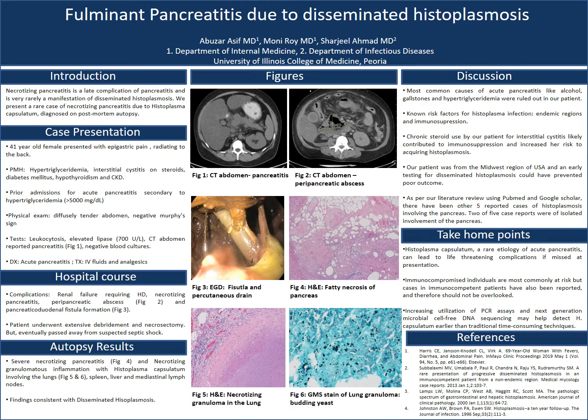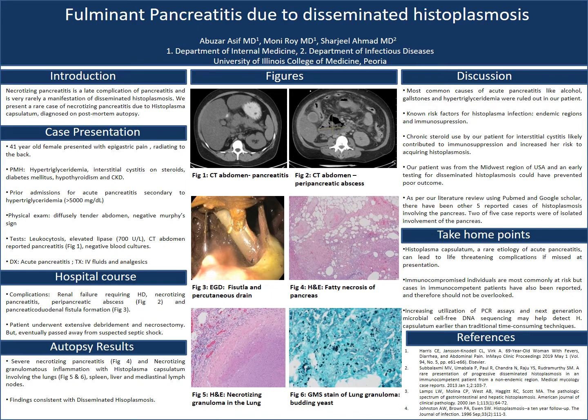For these reasons, the patient underwent extensive debridement and necrosectomy, but eventually passed away from suspected septic shock despite aggressive measures. The family requested a post-mortem autopsy to be performed, and the results showed that she had severe necrotizing pancreatitis and necrotizing granulomatous inflammation with Histoplasma capsulatum involving the lungs, the spleen, liver, and mediastinal lymph nodes.